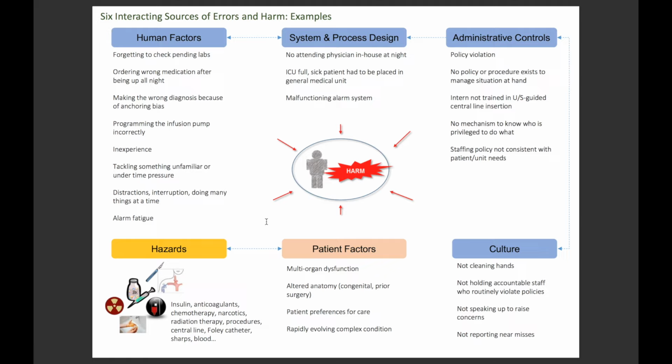There are patient factors: multi-organ dysfunction, anatomy. Think about situs inversus, right? You can make all kinds of mistakes if you don't know the patient has situs inversus. Take the gallbladder out on the wrong side, for example. Patient preferences for care, and rapidly evolving complex cases make things really, really hard. And then there's culture.